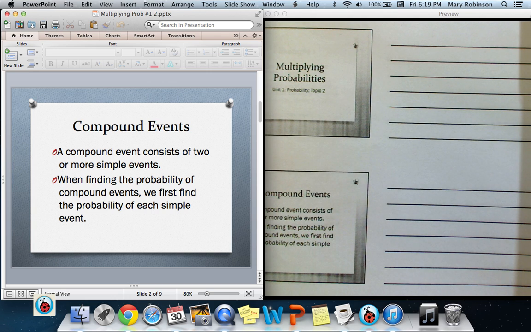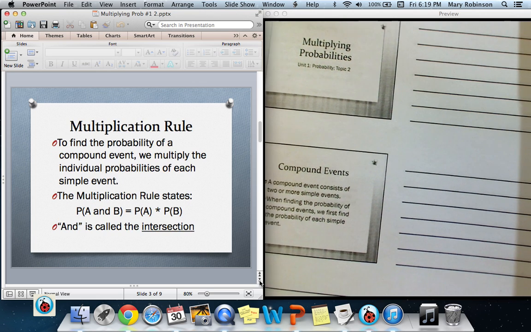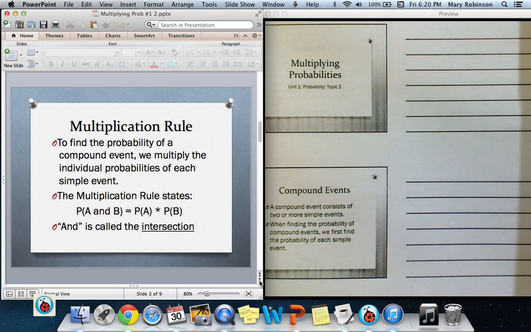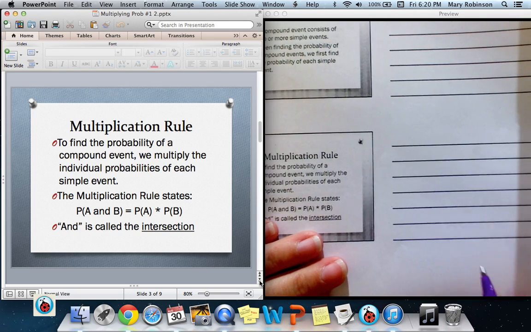When finding the probability of compound events, we must first find the probability of each simple event individually. So this section is going to focus on using the multiplication rule. To find the probability of a compound event, we multiply the individual probabilities of each simple event. The rule that we need to understand and remember is that the probability of A and B is equal to the probability of A times the probability of B, and is called the intersection.